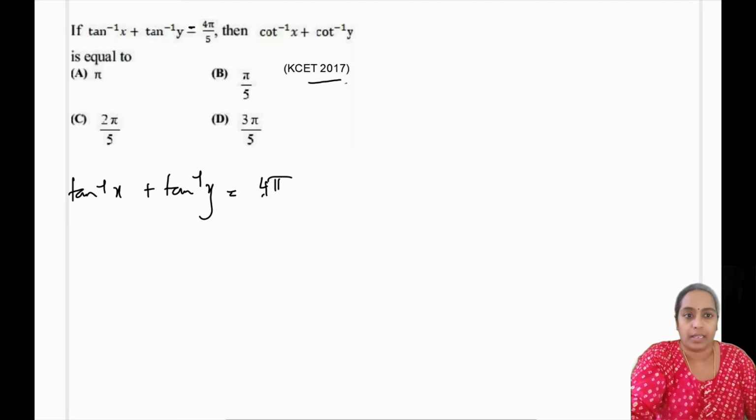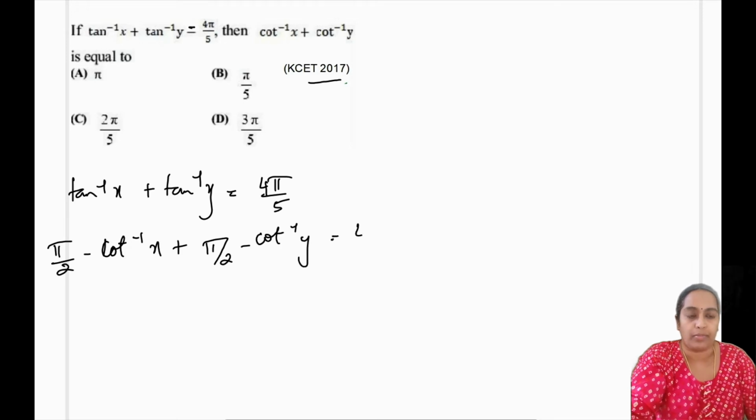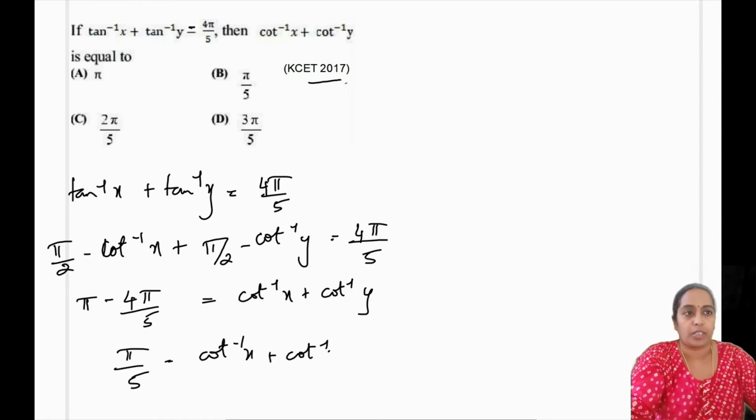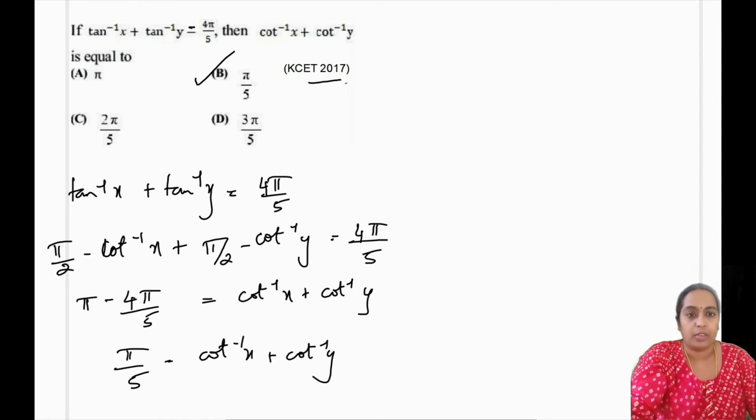So what is tan inverse x? It is pi by 2 minus cot inverse x. What is tan inverse y? It is pi by 2 minus cot inverse y. So this is equal to 4 pi by 5. So cot inverse x plus cot inverse y will go to the other side as positive. So here we have pi by 2 plus pi by 2, which is pi, and 4 pi by 5 will come this side as minus 4 pi by 5. So after taking LCM, 5 pi minus 4 pi, so it's going to be pi by 5. So pi by 5 is cot inverse x plus cot inverse y. So option B is the correct answer. So moving on to the next question.